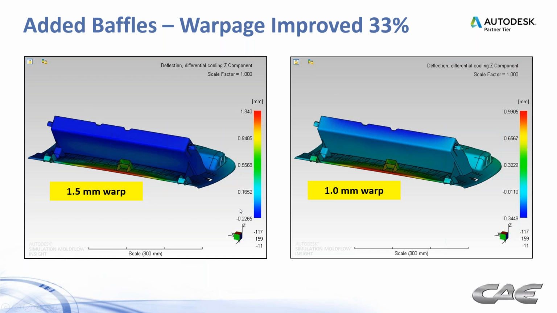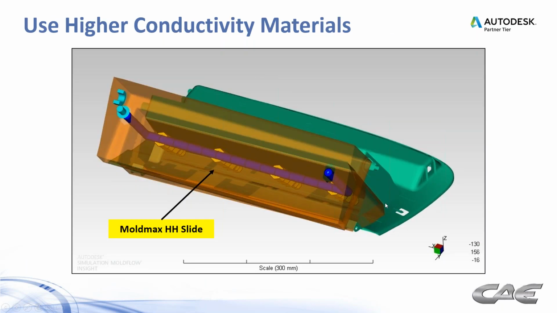So we look at the warp. We see maybe 1.5 millimeters of warp here. We add the baffles, got it down to 1 millimeter, but we need to get it even better than that. So we improved by 33%. Let's see if we can get that even better. So we introduce a MoldMax slide.